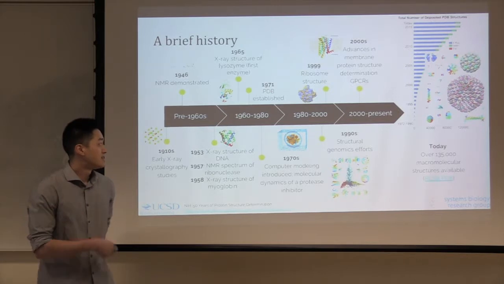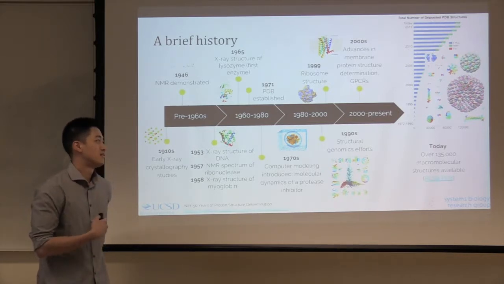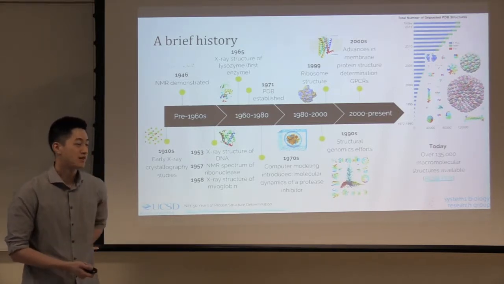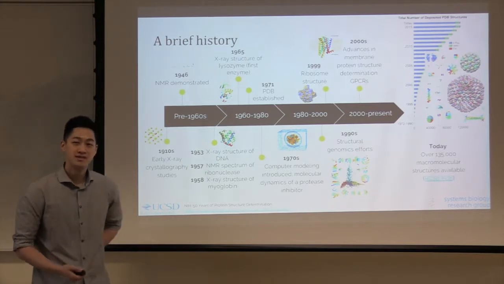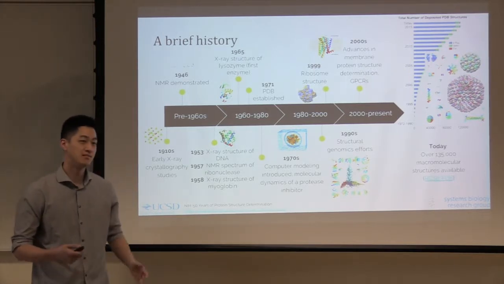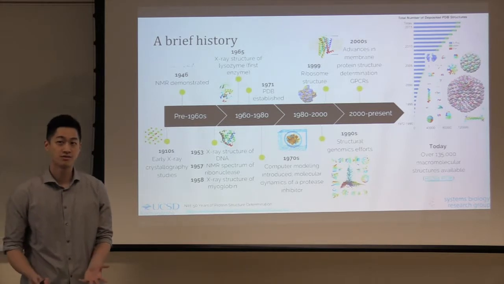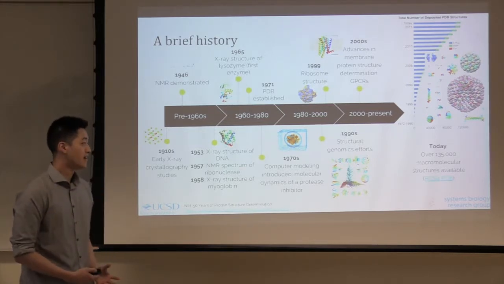So in the 70s, people were starting to crystallize structures and determine structures even more. So the Protein Data Bank was established, and this has become the main repository for structural information today.